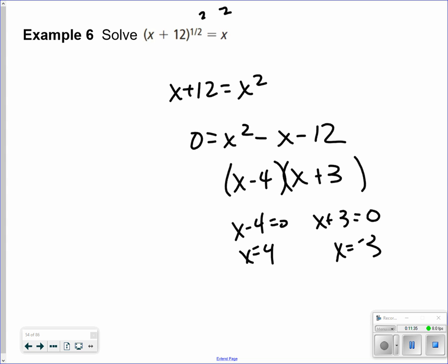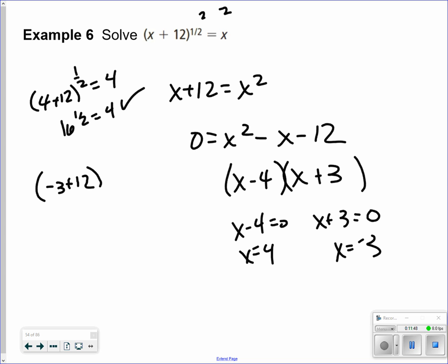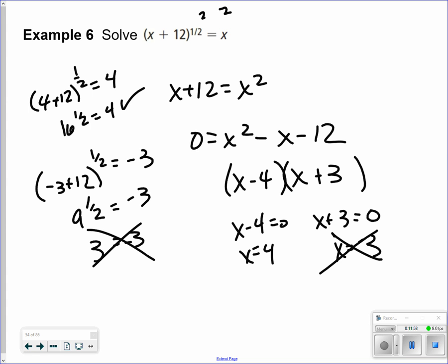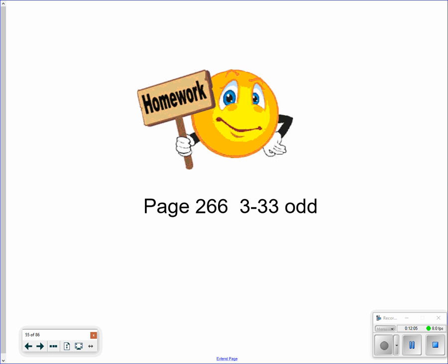Now, remember, when you square both sides, you should always double check your answers. So 4 plus 12 raised to the half power. So 16 to the half power equals 4, and that's true. Negative 3 plus 12. And so that's 9 raised to the half power is 3. And wait a minute, that doesn't work. So negative 3 does not work and only positive 4 does.